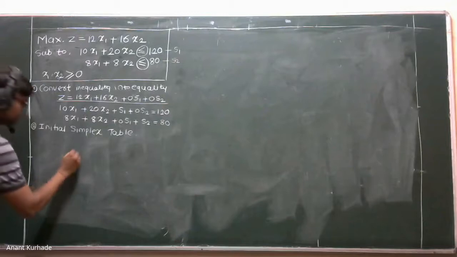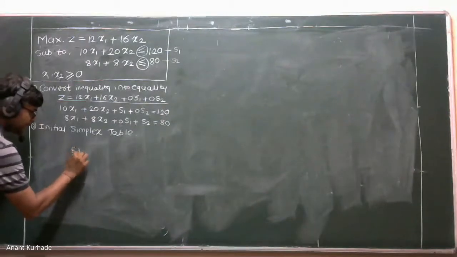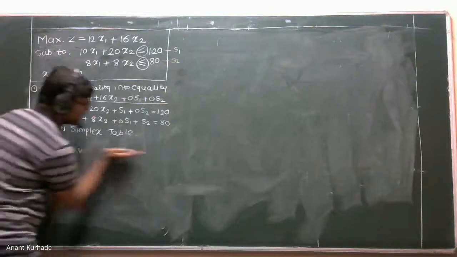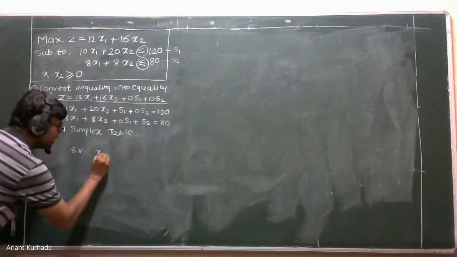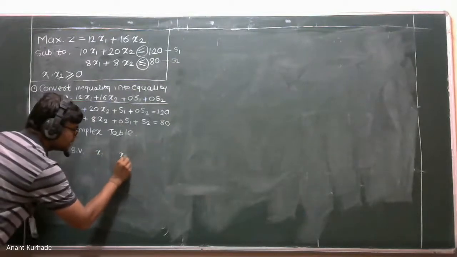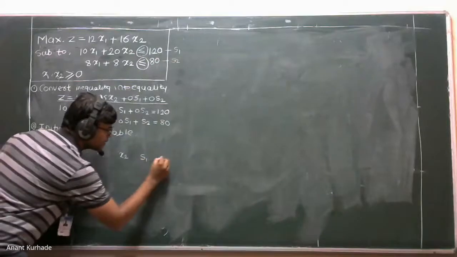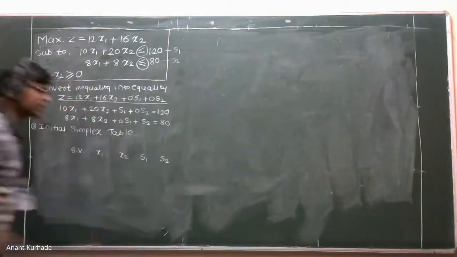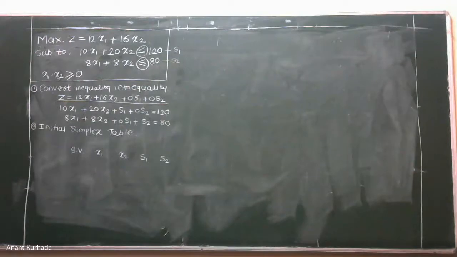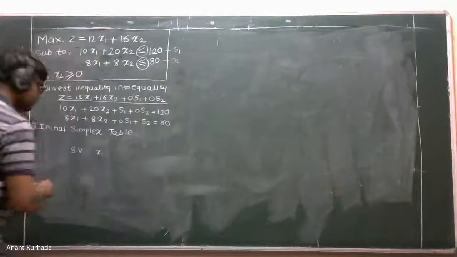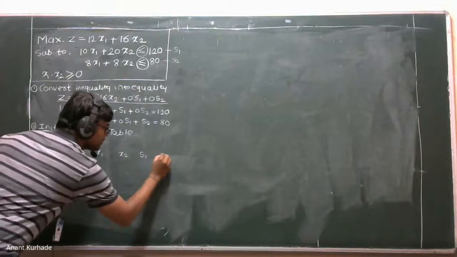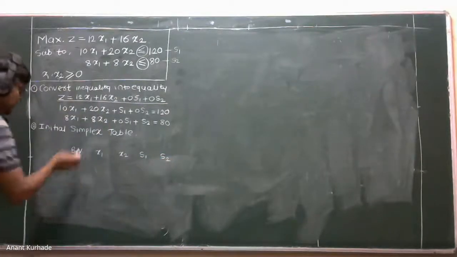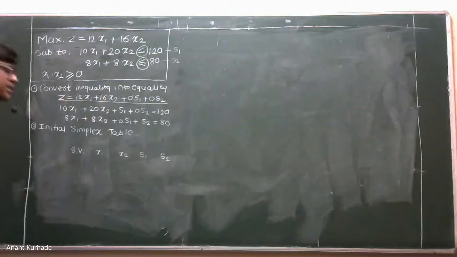So the first column you can see is BV, that is basic variables. Towards the right side, write down the variables from the objective function. So here it is x1, here it is x2, here it is s1, here it is s2. Exactly above, write down Cj.